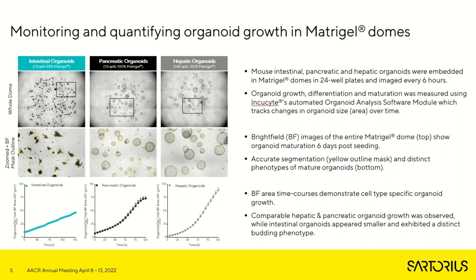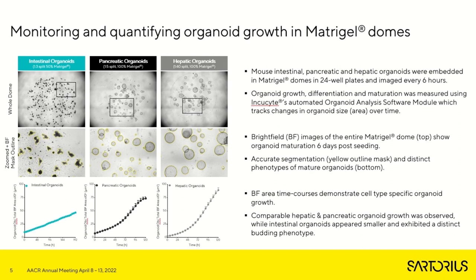In the top panel, you see the software is able to capture, as a single 2D in-focus 4x image, individual organoids embedded throughout the entire Matrigel dome. Zoomed-in bright field images on the bottom panel and time courses reveal cell type-specific morphological features and growth profiles, respectively.